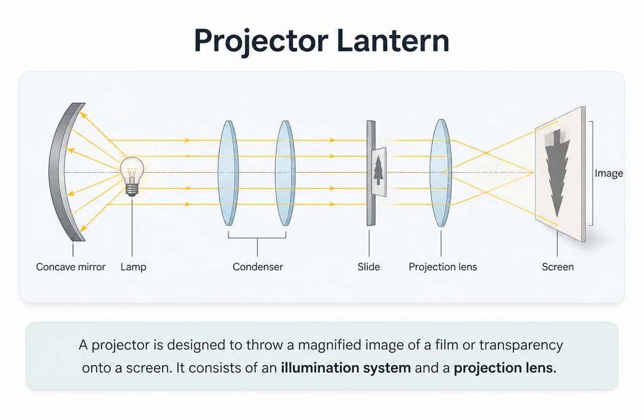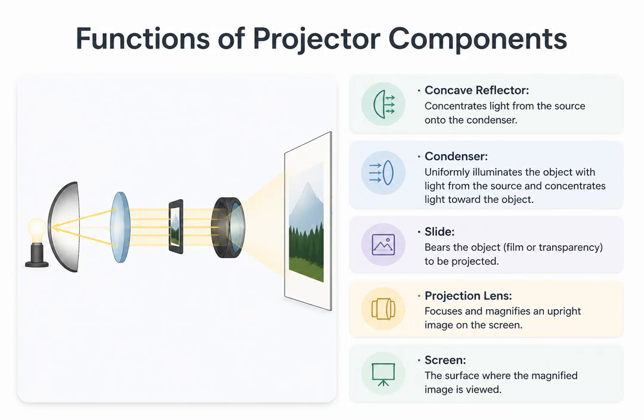Let us examine the projector lantern. A projector is designed to throw a magnified, real image of a film or transparency onto a screen. Looking at the diagram, a strong source of light, the lamp, is placed at the center of curvature of a concave reflector. Light from this source is reflected back onto the condenser, which then concentrates the light uniformly onto the slide. Finally, the projection lens takes the light passing through the slide and forms a magnified real image on the screen. Each component of the projector has a specific and vital function.